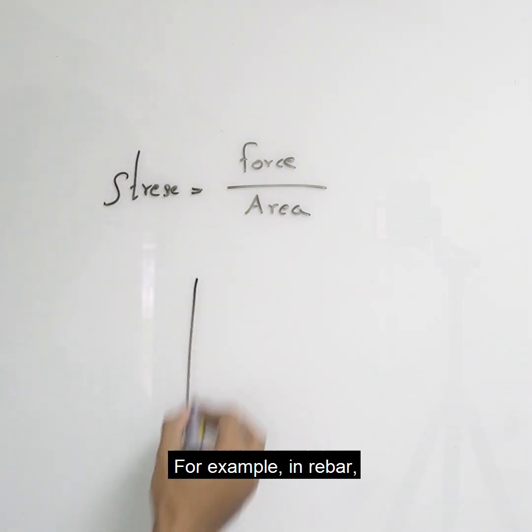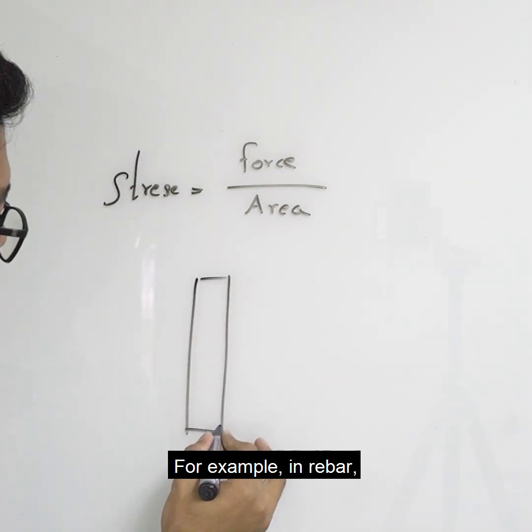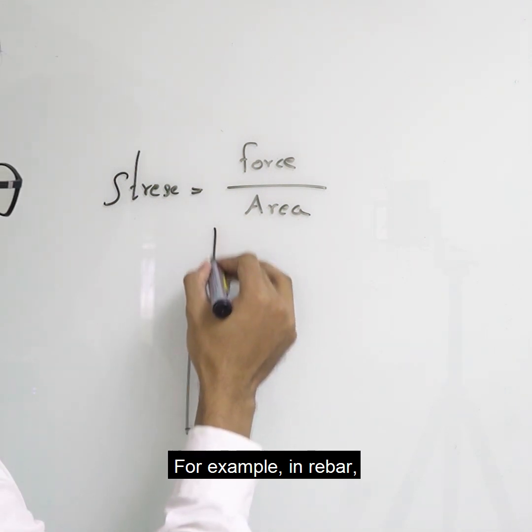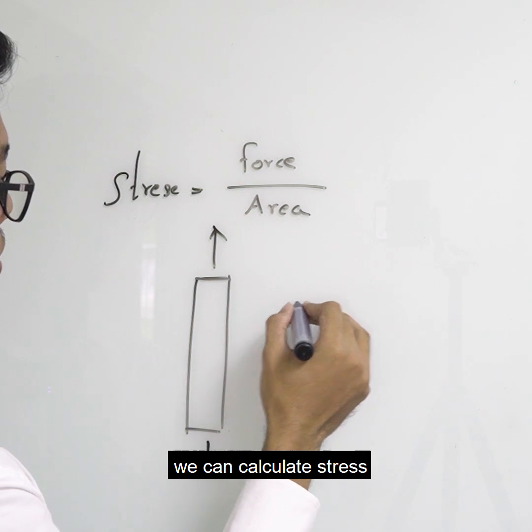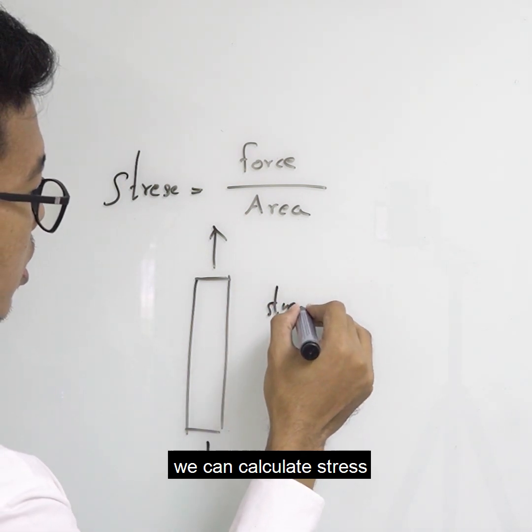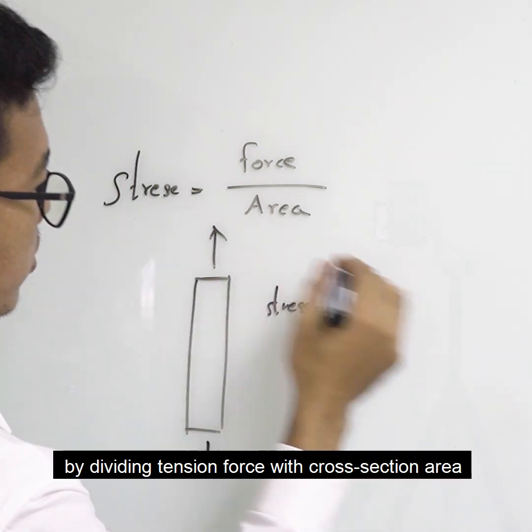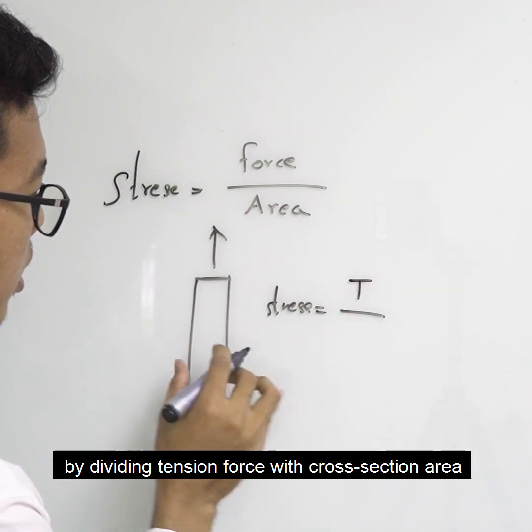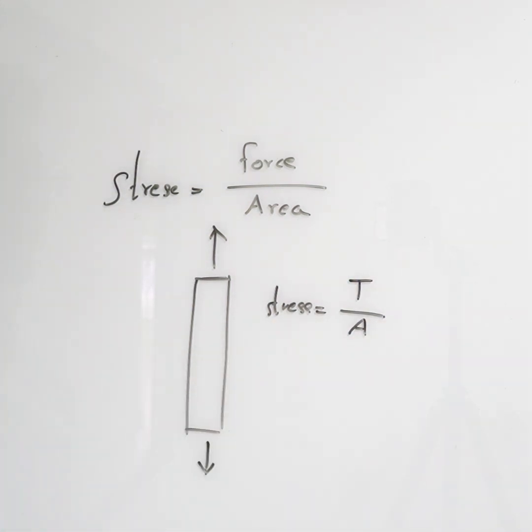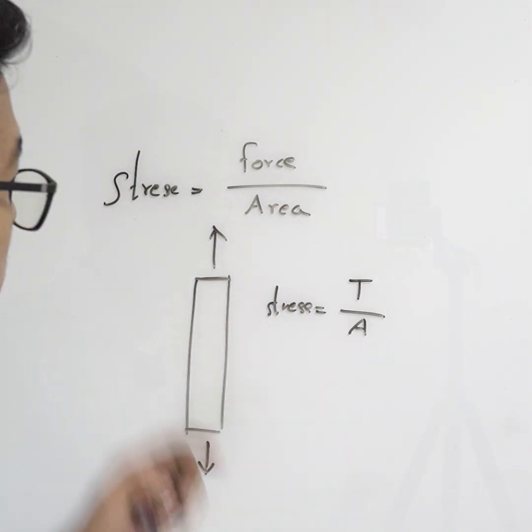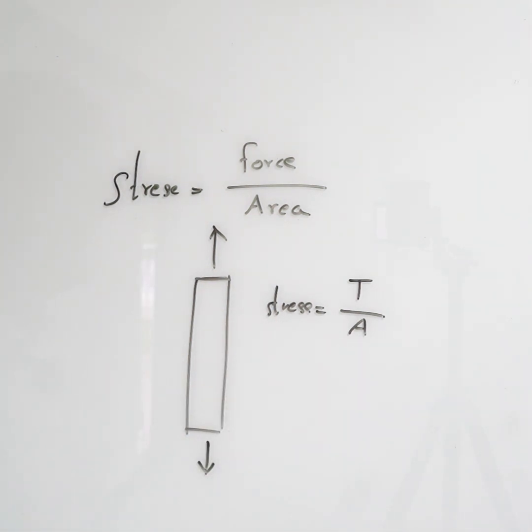For example, in the steel rebar, if we apply a force like tension, we can calculate the stress by dividing this tension by the cross-section area of the rebar. In this way, we can get the tensile stress acting on this rebar.